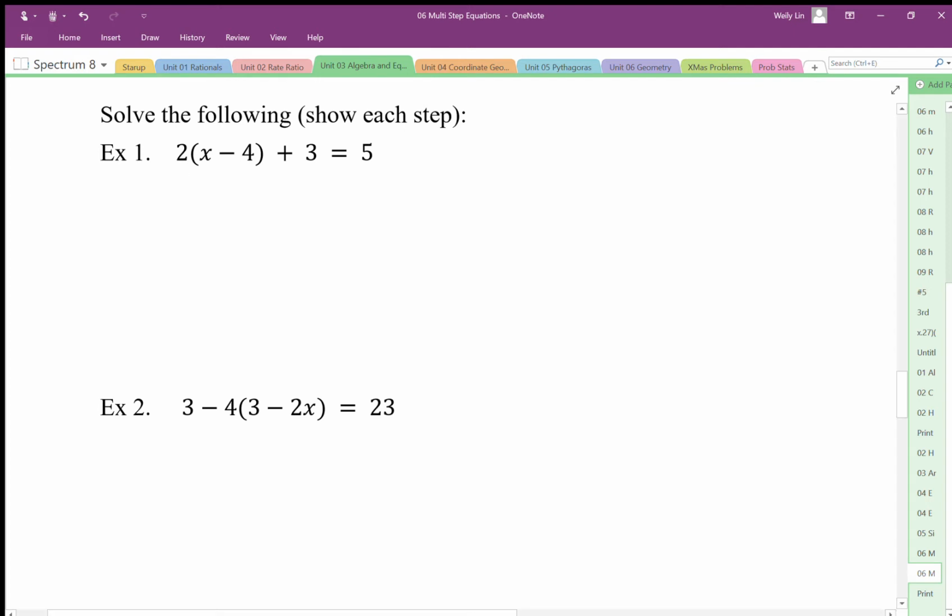Now, I could get rid of the minus 3 here. So minus 3, and I'm left with 2x minus 4 equals 2.